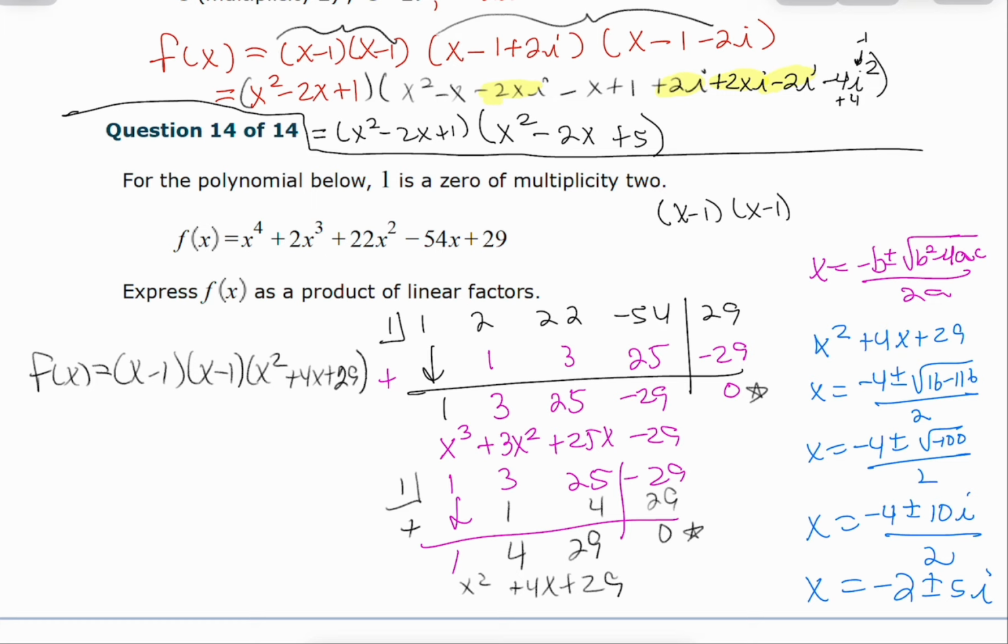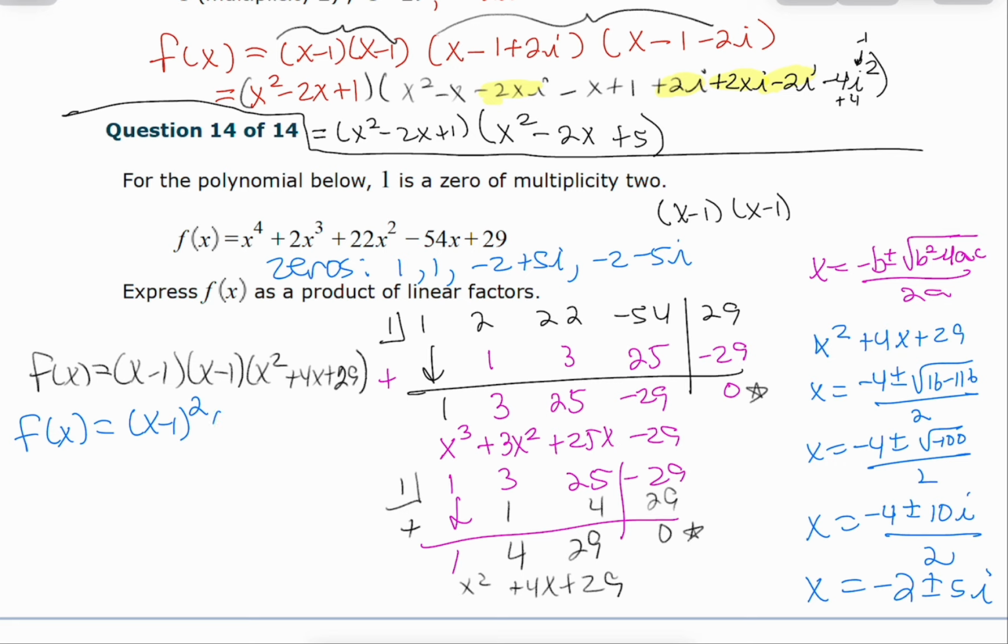So what do we know? Well, the zeros are 1 and 1, because it happened twice, negative 2 plus 5i, and negative 2 minus 5i. So we can always create the linear factorization by using the zeros. So just because I don't have a lot of room, I'm going to write that as x minus 1 squared, because there's 2 of them. That's the multiplicity. There's a bounce there.